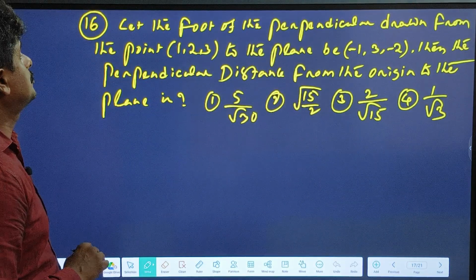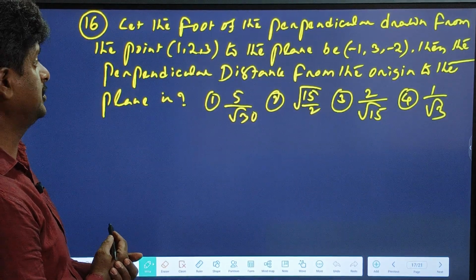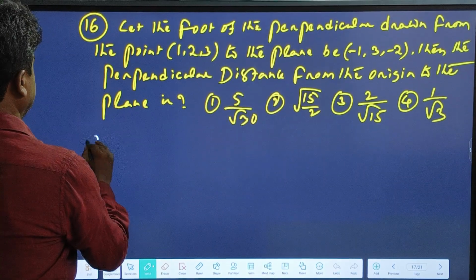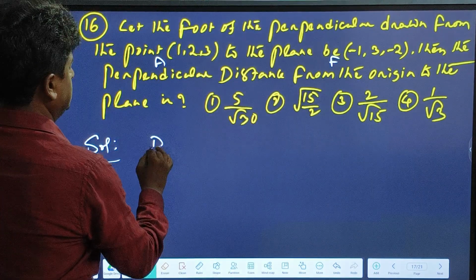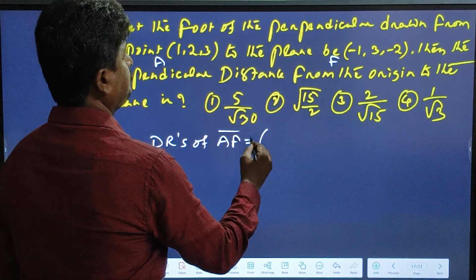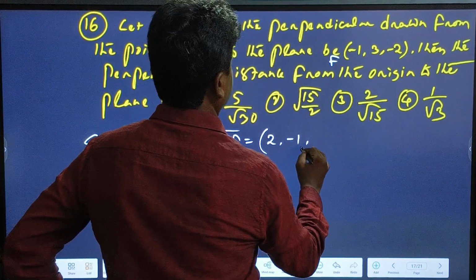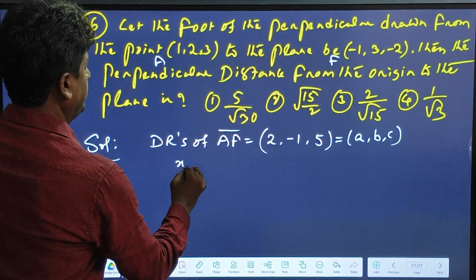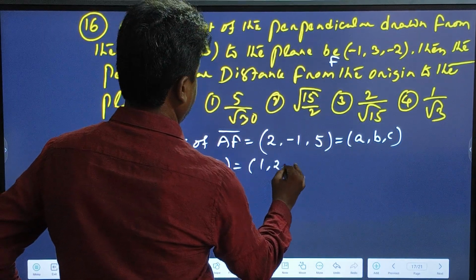Let the foot of the perpendicular drawn from the point 1, 2, 3 to the plane be minus 1, 3, minus 2. Then the perpendicular distance from the origin to the plane. Okay. This is capital A. This is capital F. Same as previous models. DRs of AF bar: 1 plus 1, 2. 2 minus 3, minus 1. 3 plus 2, 5. A comma B comma C. Point x1 y1 z1 is 1, 2, 3.